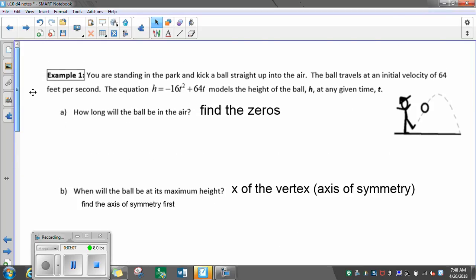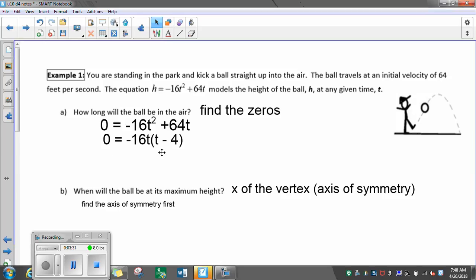So let's start with the zeros. Again, you could graph it, factor it, or use the quadratic formula. I decided to factor it because there are only 2 terms. I just set it equal to 0. Then I GCF this because they have a t and the 16 in common. I actually take out a negative 16 because there's a negative in front. We'll have negative 16t times t minus 4.